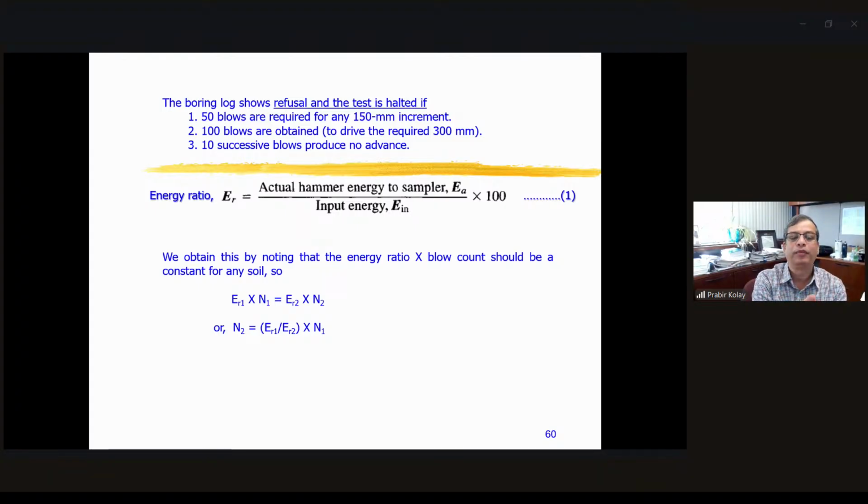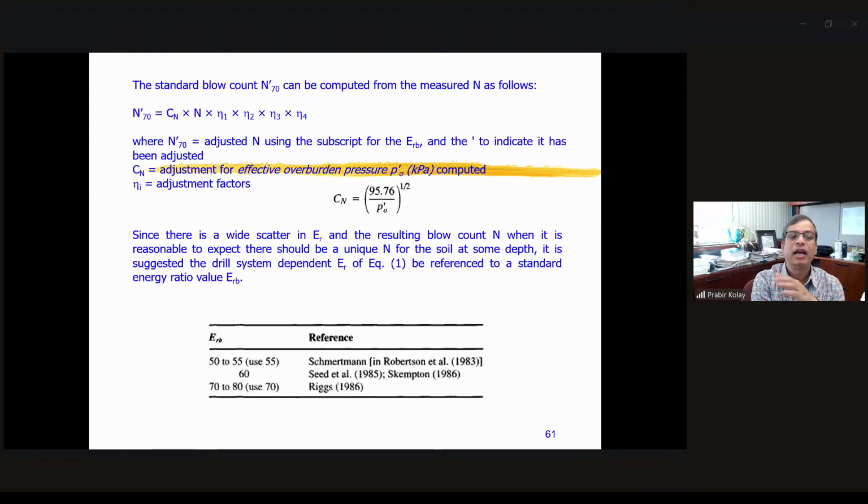So in most of the cases we do, if the efficiency of the hammer is 60 to 70%, we do the correction for that. Again, the energy ratio is the actual hammer energy to the sampler divided by input energy times 100. As I mentioned, you need to do the correction, so sometimes N60 or N70. The N70 uses CN, which is the adjustment for the effective overburden pressure, and N is the actual raw N value.